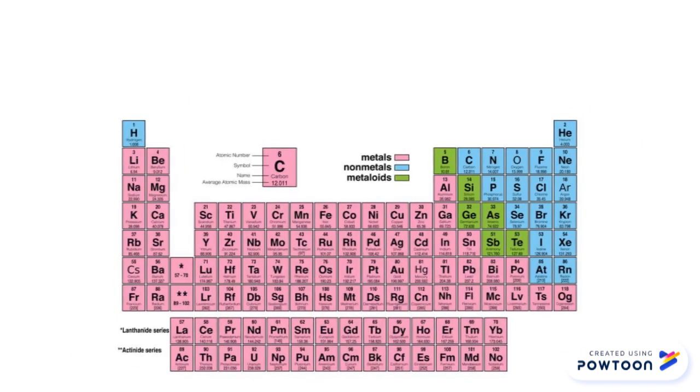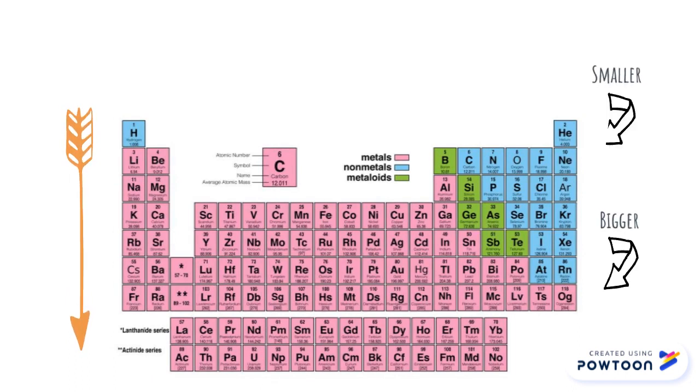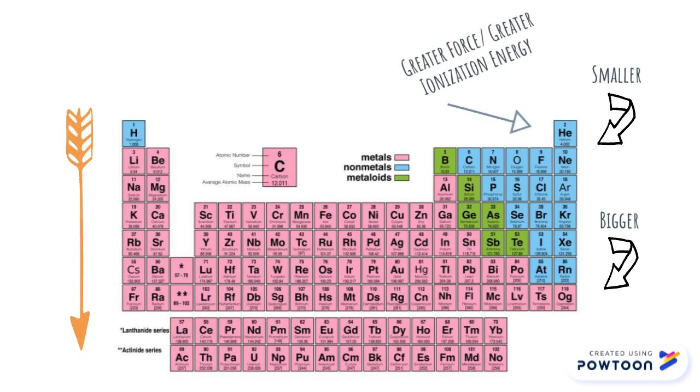Remember that as you go down a group, the atomic radii of the elements increases. This is because they have more shells. Now, what this means is that the distance between the protons and the electrons is going to be much greater, and thus the pull the protons have on the electrons is much less.